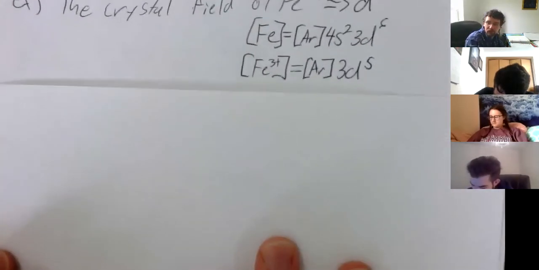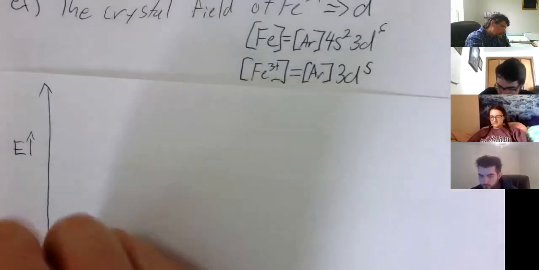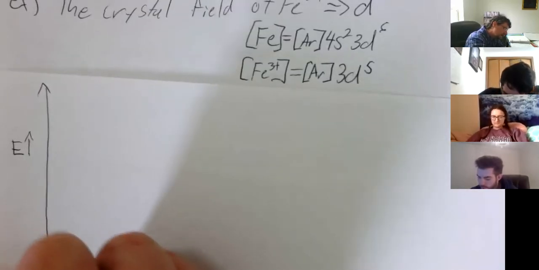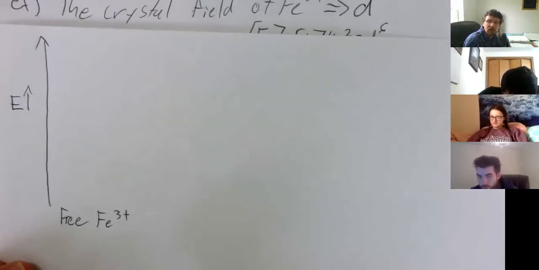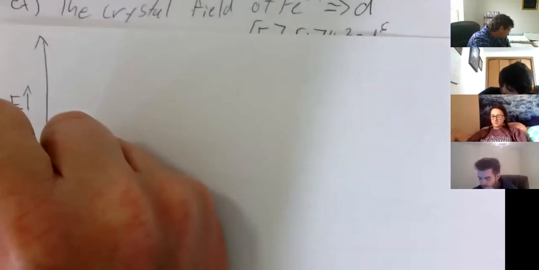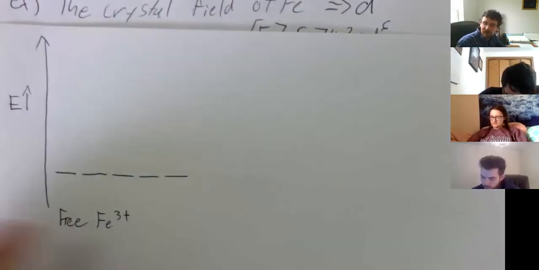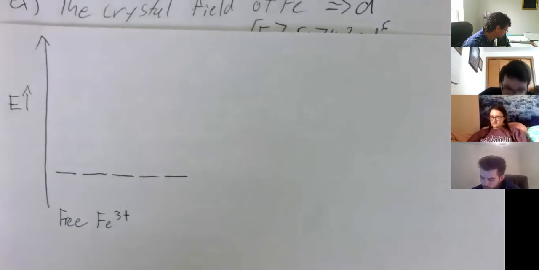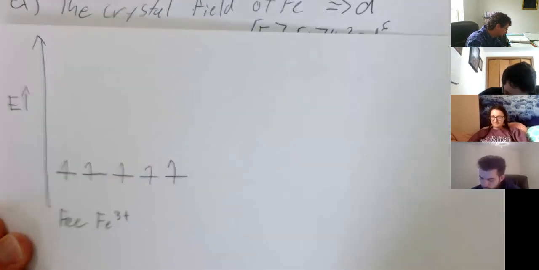Okay, so now what we're going to do, sorry, I'm going to run over a little bit, but I want to finish this. So we've got Fe3+. We're only going to worry about those d orbitals. How many d orbitals do I need to draw? 5. Yep. 1, 2, 3, 4, 5. And how many electrons are in each of these d orbitals? 1. Yep. 1, 2, 3, 4, 5.